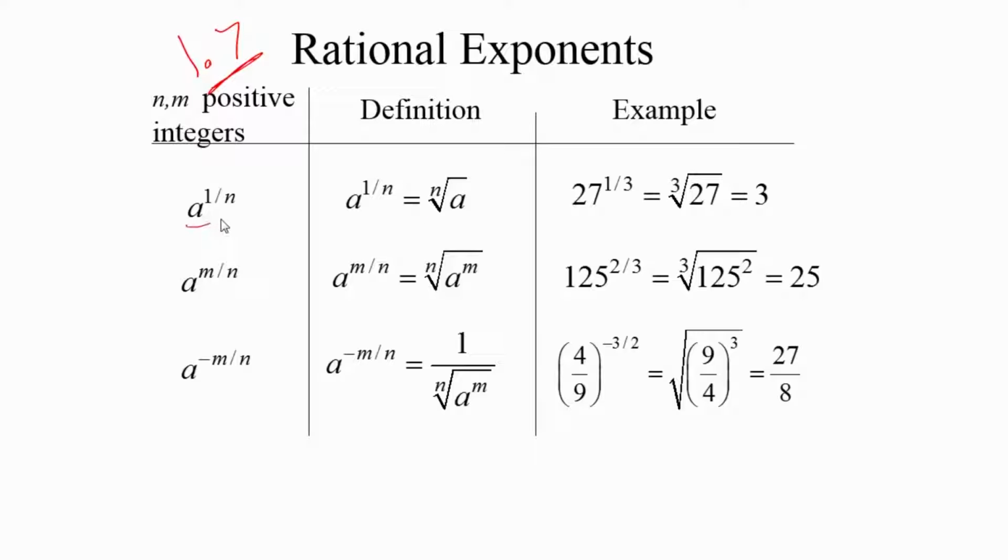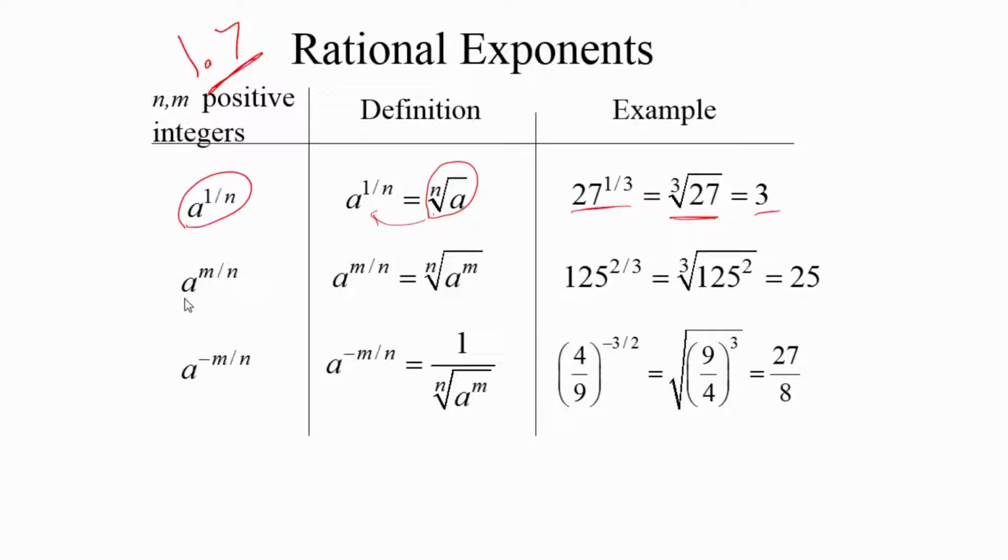First, a to the 1/nth power is the same as the nth root of a, or the nth root of a can be written as a to the 1/nth power. It can be written as a fraction. So 27 to the 1/3 power is actually the cube root of 27, which is equal to 3. I can write it as the cube root of 27 or 27 to the 1/3 power. Either one of them would give you 3. Either one of them is the same.